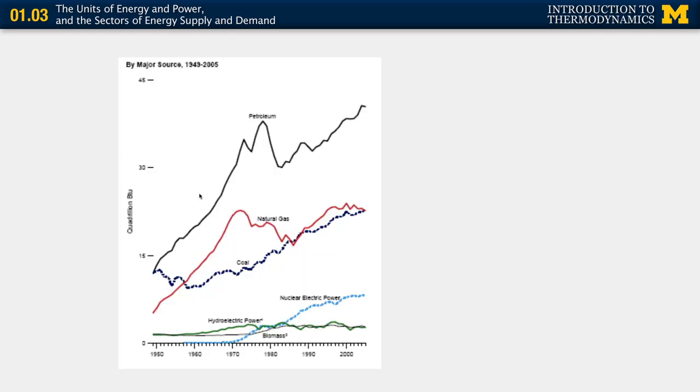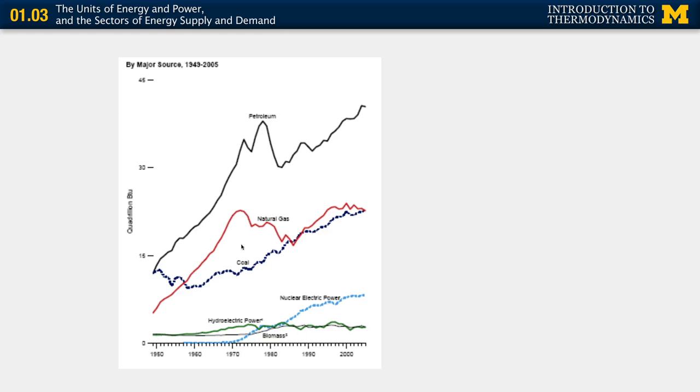Okay, now that we've had a discussion of units, then hopefully these graphs make a little bit more sense. This is quad BTU, so we now know that's an energy unit times 10 to the 15 power. This is U.S. sources of energy based on the different sectors, energy carriers. And here we can see petroleum is in black, natural gas is in red, coal is in blue, and nuclear electric power is in light blue here, dark blue for coal, and hydroelectric is shown here in green.